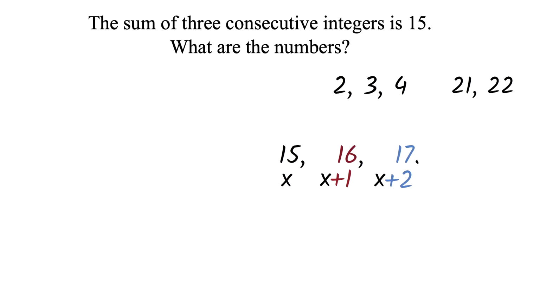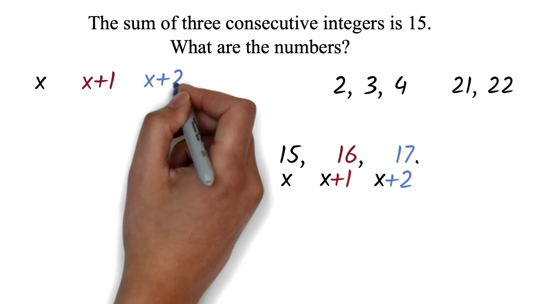Let's now look at our question. We have three consecutive integers. If we represent the first one by x, then the second number will be x plus 1. The third number will be x plus 2.